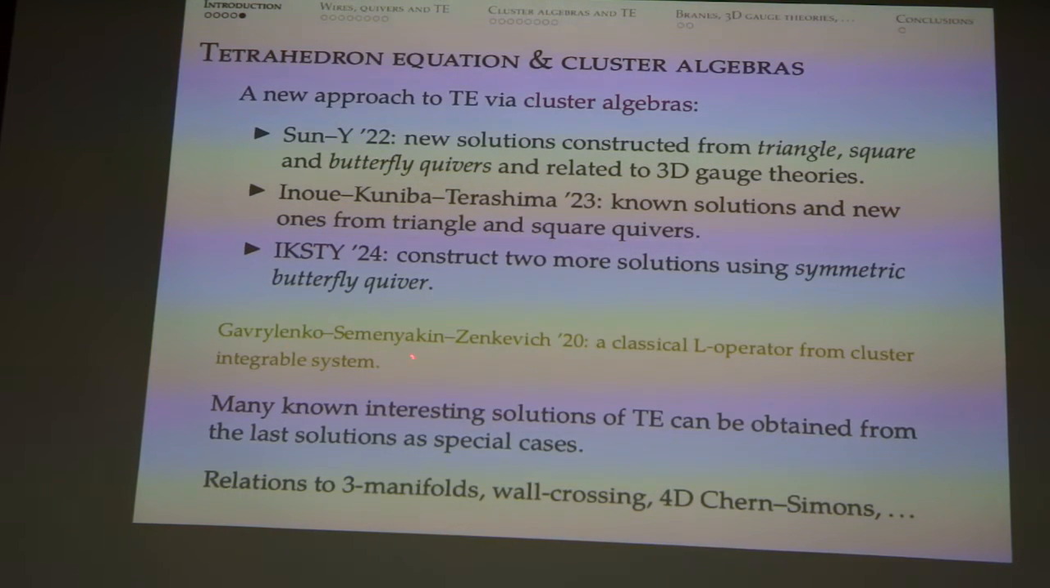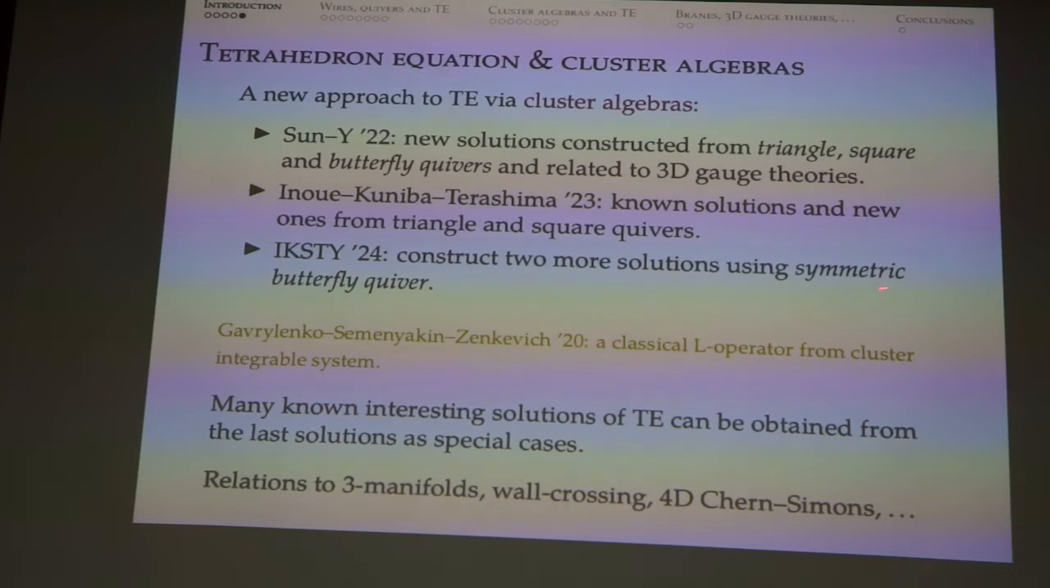Okay. And I would also like to add that even though I believe this is the first instance where cluster algebras were used to construct new solutions of the tetrahedron equation, there was some related work which appeared before. One particular one is Gavrilenko, Semeniakin, and Zenkevich from 2020. They reproduced something called the classical L operator, the three-dimensional L operator, using cluster integrable systems. And I would like to tell you why this is interesting.